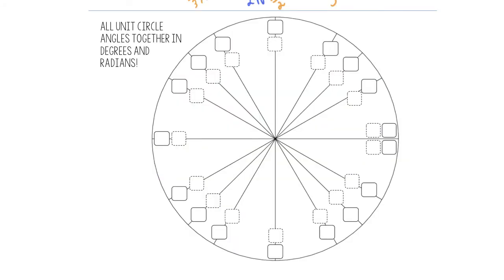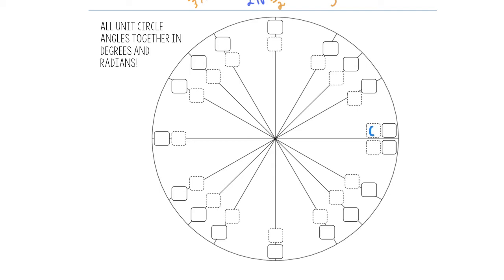The last thing we're going to do here is throw it all together. So I would encourage you to get maybe 4 different colors out so that you can fill this in appropriately. The easiest ones to first plug in are your axis angles. So your axis angles are the ones that land on these 90-degree increments.